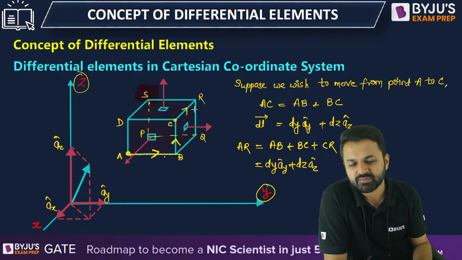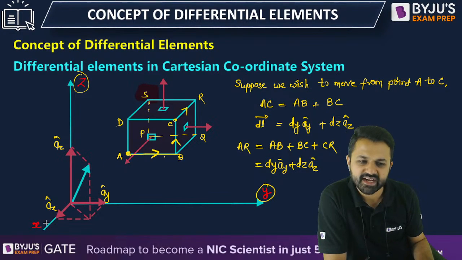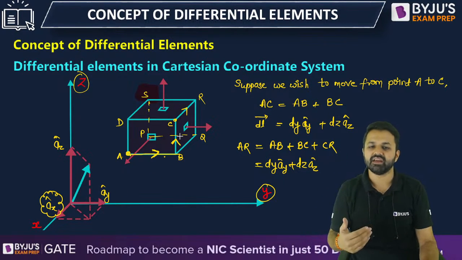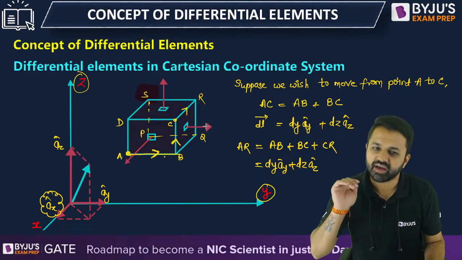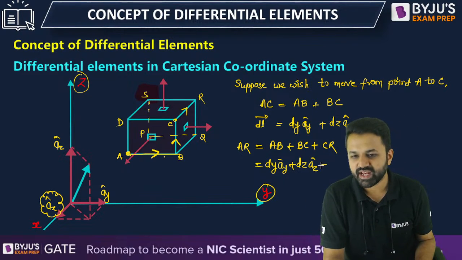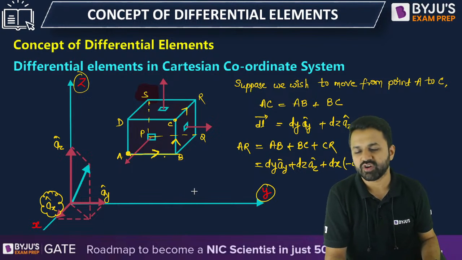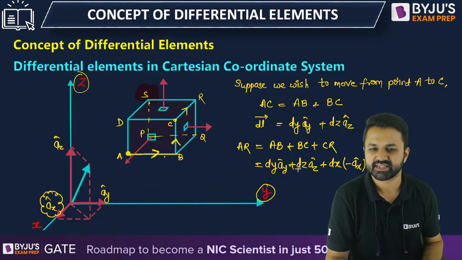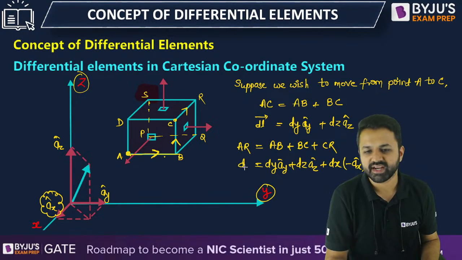Now when I move from C to R, actually I am going in the opposite direction. You can see that the x-axis has its positive x direction outside the screen. But when I am moving from C to R, I am moving inside, into the page, onto the paper. So that is why I will write the direction as minus x. So in this way, you will write the differential length.